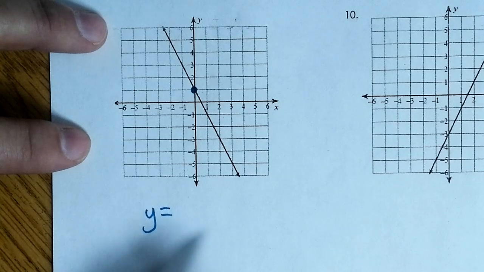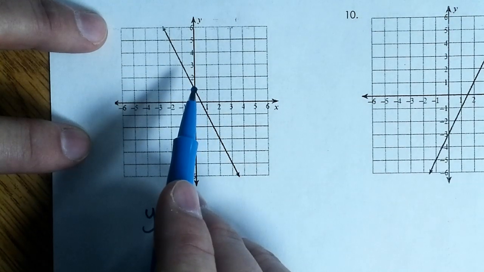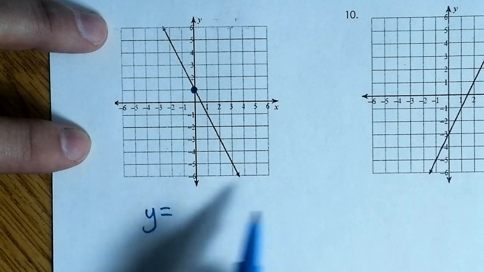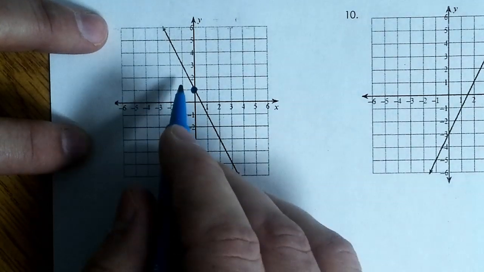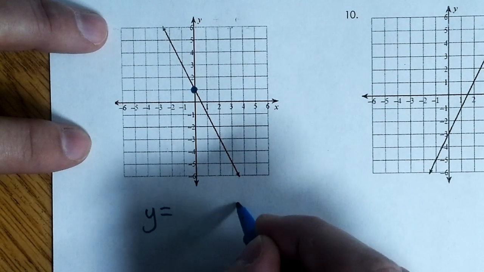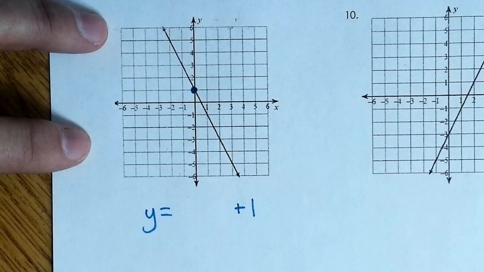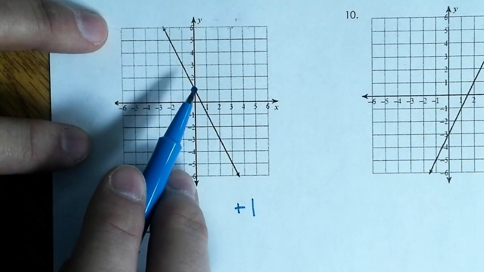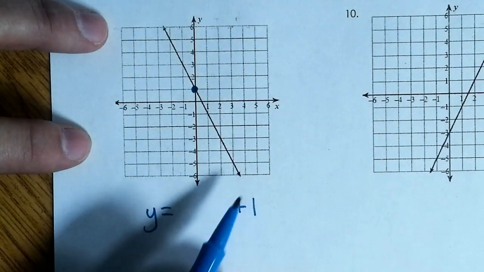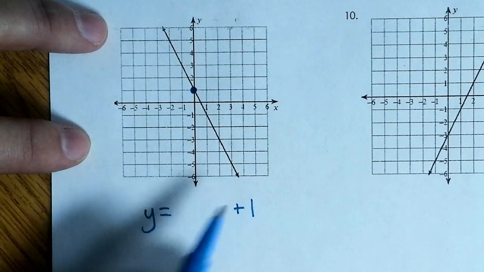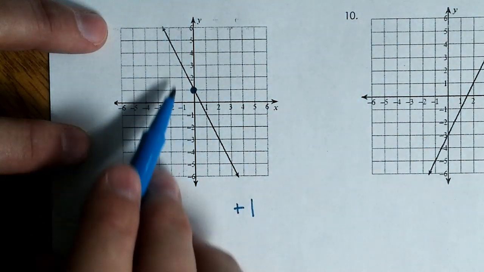Right. Good. So what do we do with that 1 though? Where does that go in our equation? It's going to be at the end, right? So that's a positive 1. So at the end, we're just going to put plus 1 because that's where we started at on our y-axis.